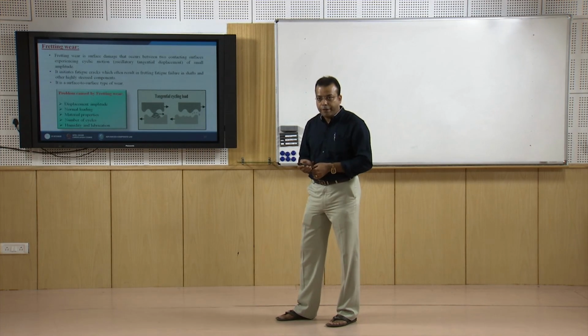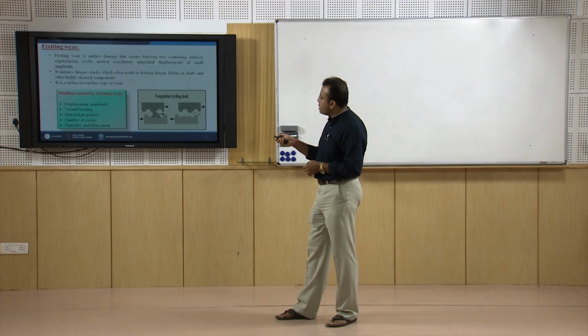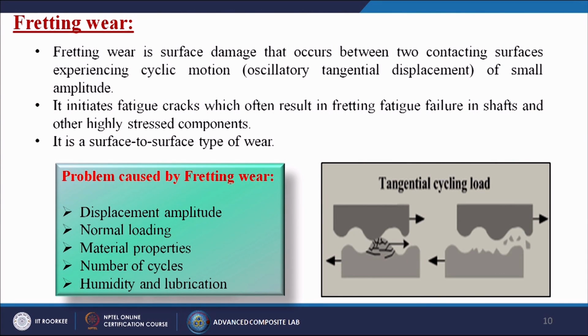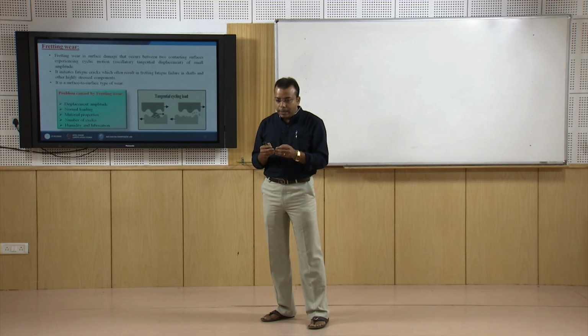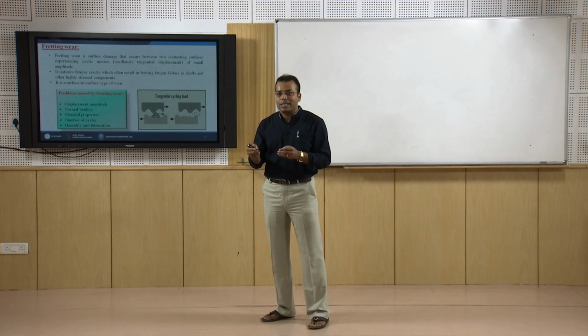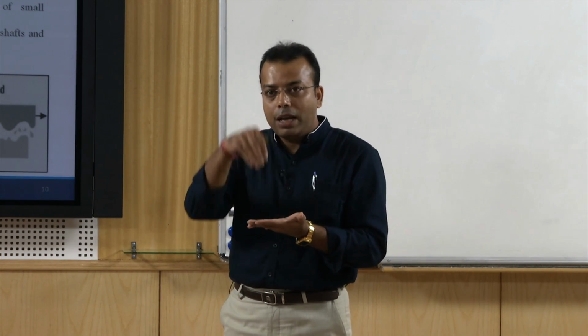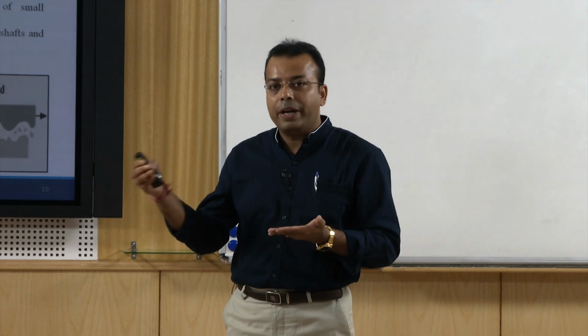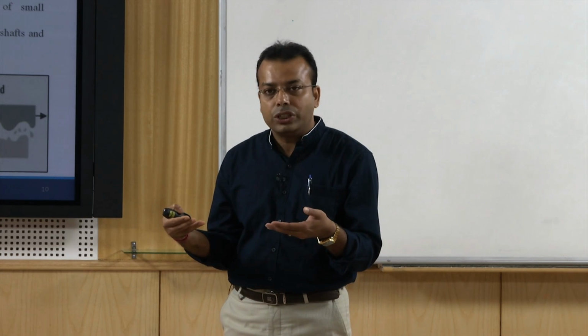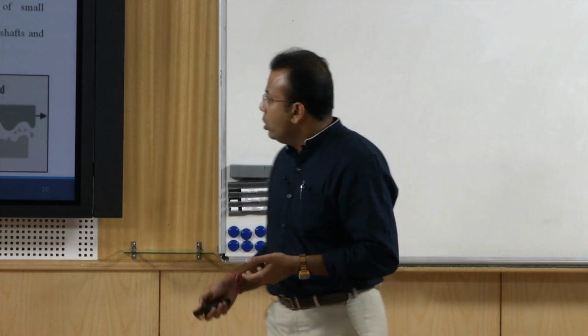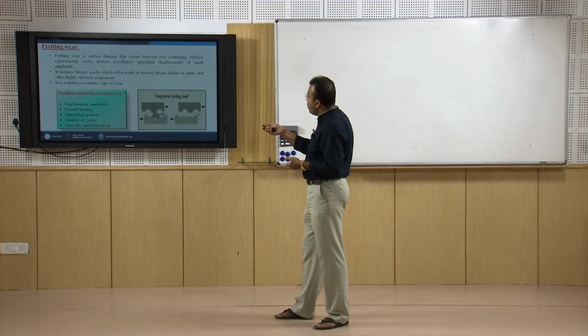Next is called fretting wear. Fretting wear is surface damage that occurs between two contacting surfaces experiencing cyclic motions of small amplitude. So, it is a little bit higher version of surface fatigue. In surface fatigue we have seen that a normal load is acting onto the material, but here the load will be tangential or sidewise. That is why this kind of wear may take place.